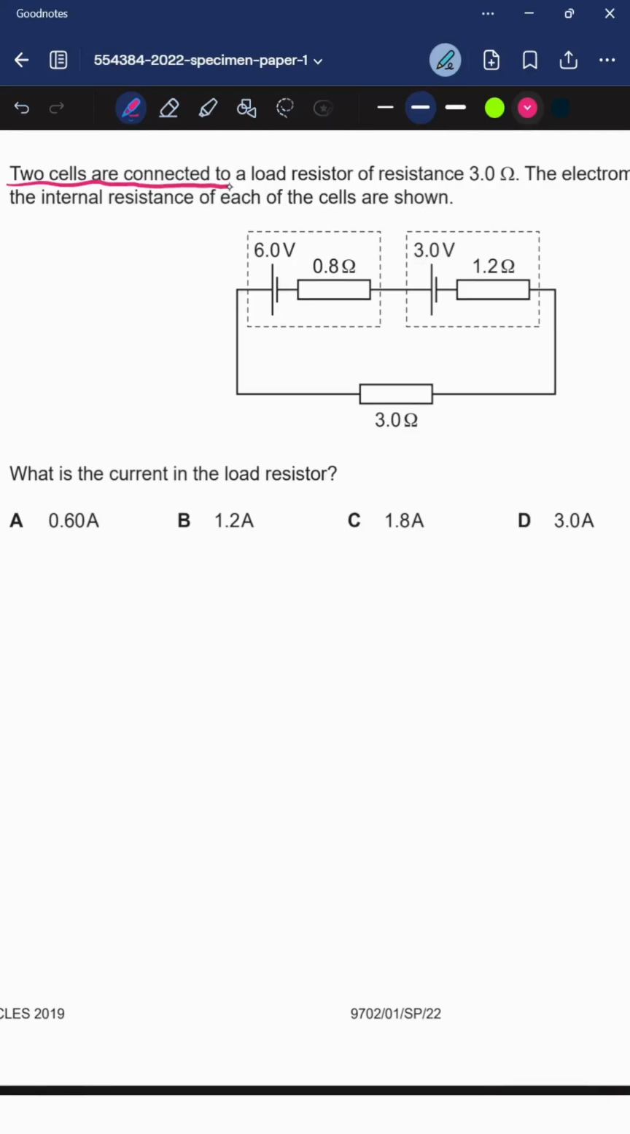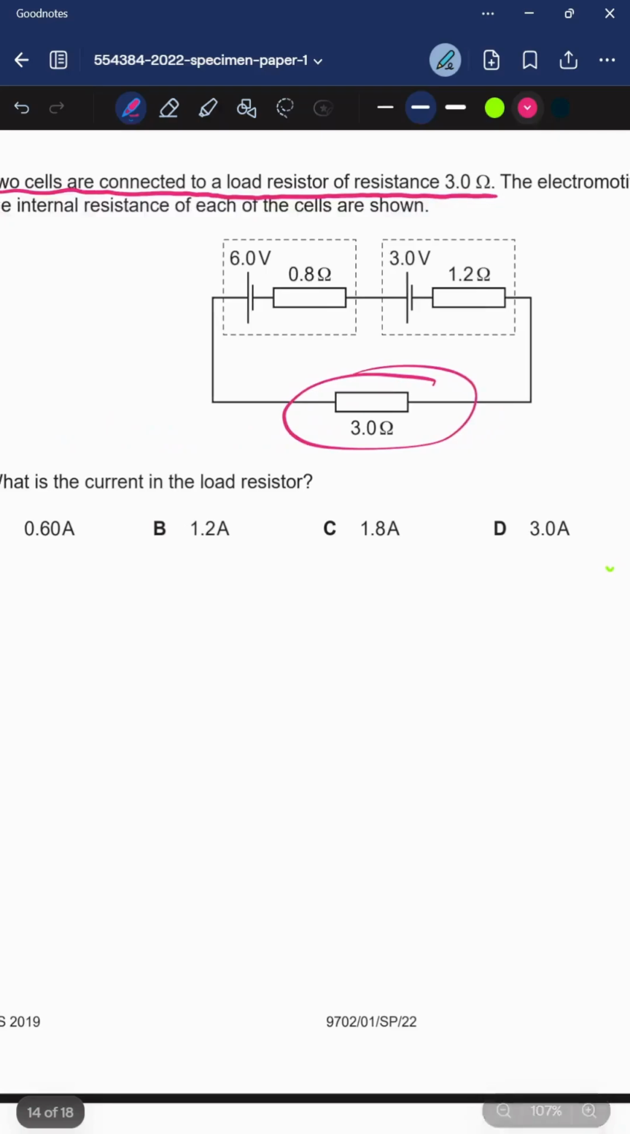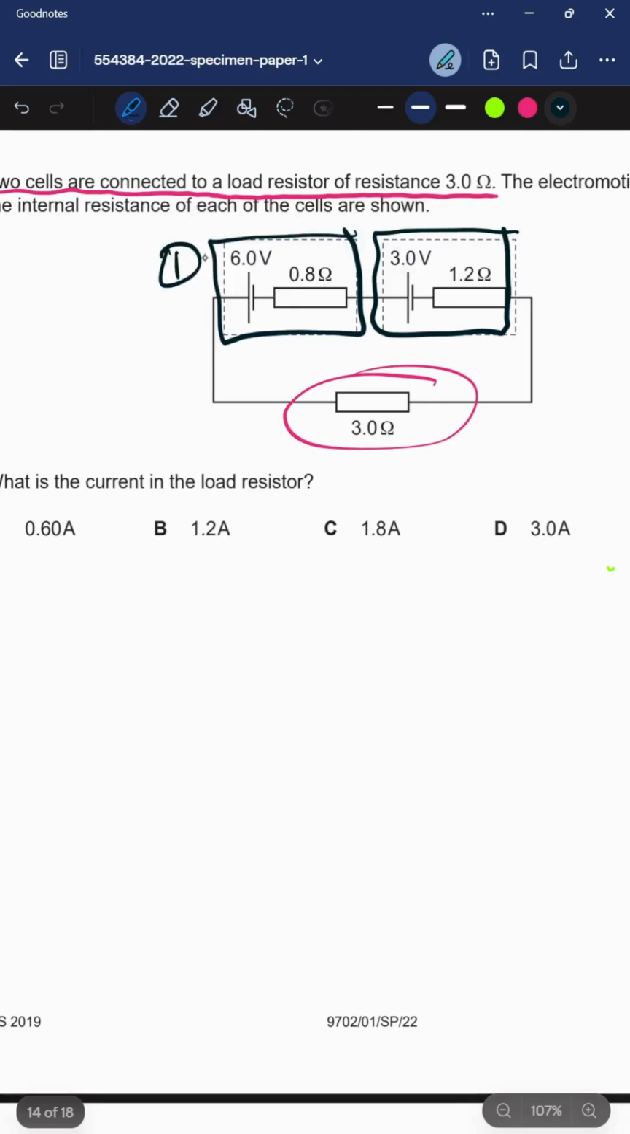Two cells are connected to a load resistor, resistance 3.0. So this is our load resistor, and it has a resistance of 3.0 ohms. And we have two cells, so this represents one cell, and this is another cell, cell 1 and cell 2. So don't confuse this with the resistor within a cell, right?